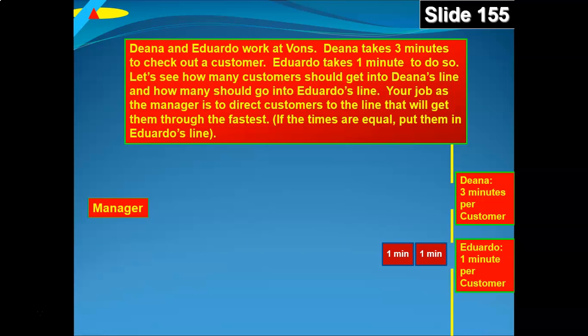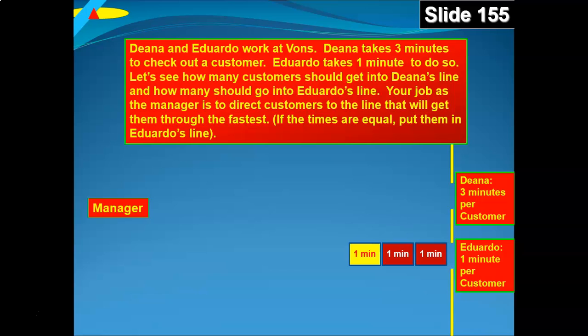Now another customer, a third customer comes along. Which line do you send them to? If you send them to Eduardo's line, the third customer will take 1 minute plus 1 minute plus 1 minute, that's 3 minutes, to get out of Eduardo's line, but will also take 3 minutes to get through Dina's line. And since we said if the time is the same, we're going to put them in Eduardo's line, we'll go ahead and send them to Eduardo's line.